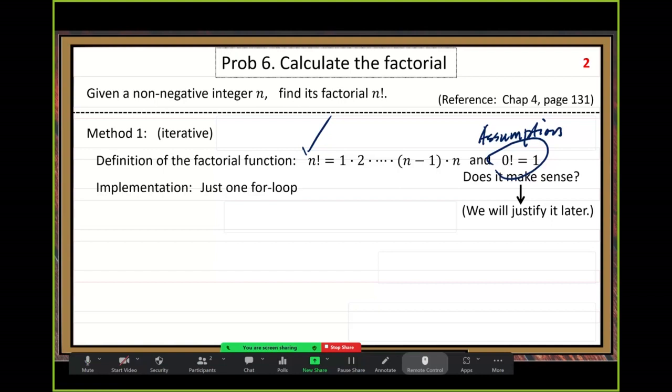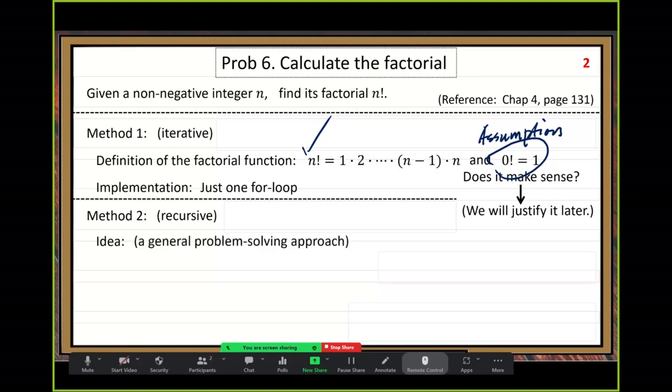Implementation, method one, is just one for loop, so you can do it easily. Now I would like to practice recursive thinking on this simple question. Method number two, recursive way. The main idea here is how to do recursion. Because the formula is not recursive, we need to convert this formula to a recursive version first. Then we can define our recursive function.